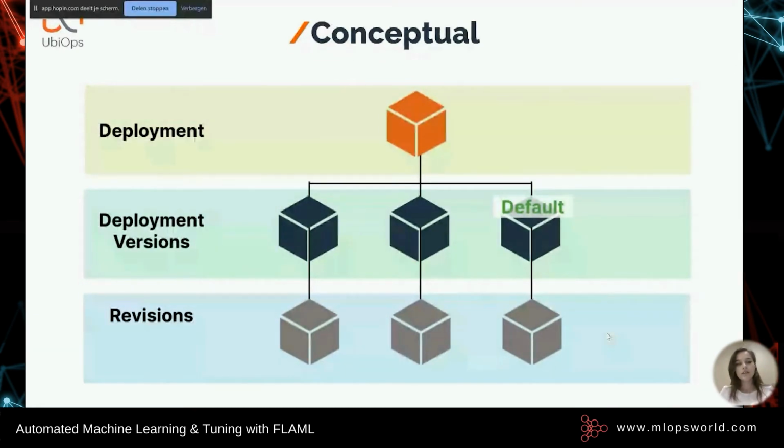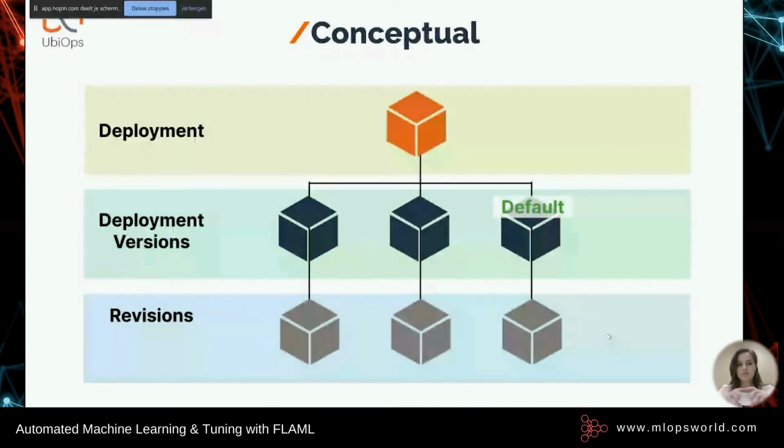And then under each deployment version, you have something that we call revisions. In case you don't want to make another version in UbiOps, but you just want to overwrite a version, that's also possible. If you overwrite a version, we will just create a new revision so that there's still a log of what happened, especially for auditing.